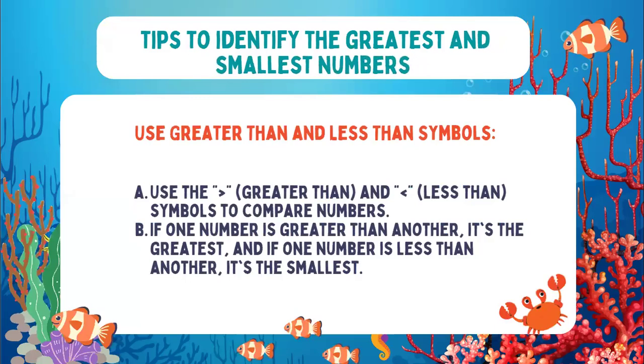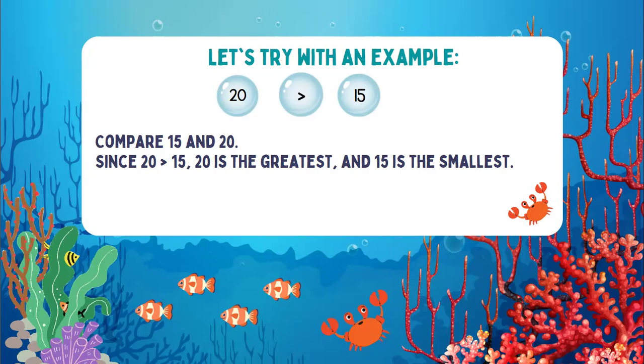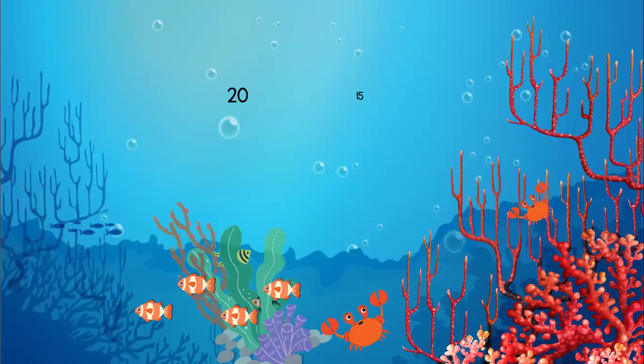Now, use greater than and less than symbols. If one number is greater than another, it is the greatest. And if one number is less than the other, it is the smallest. Let's see this example. You might ask why the symbol is pointing towards 20 and not 15. Well, that is a greater than symbol, and 20 is greater than 15, and 15 is the smallest of them too. So that's why the symbol is pointing towards 20.